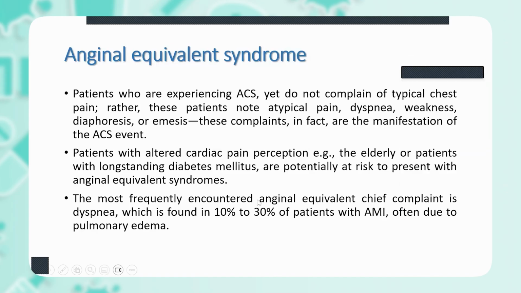We know patients who have ACS, but they do not complain of chest pains. They can come with atypical pain, which is not retrosternal. It could be dyspnea, diaphoresis, as we read in the previous slide. It could also be an altered pain perception where they have pain, but they can't tell you that they're experiencing pain. These are the elderly patients, the nursing home patients, patients who have long-standing diabetes mellitus. And remember, in 10 to 30% of the cases, the most common anginal equivalent syndrome is dyspnea, which is because of pulmonary edema.